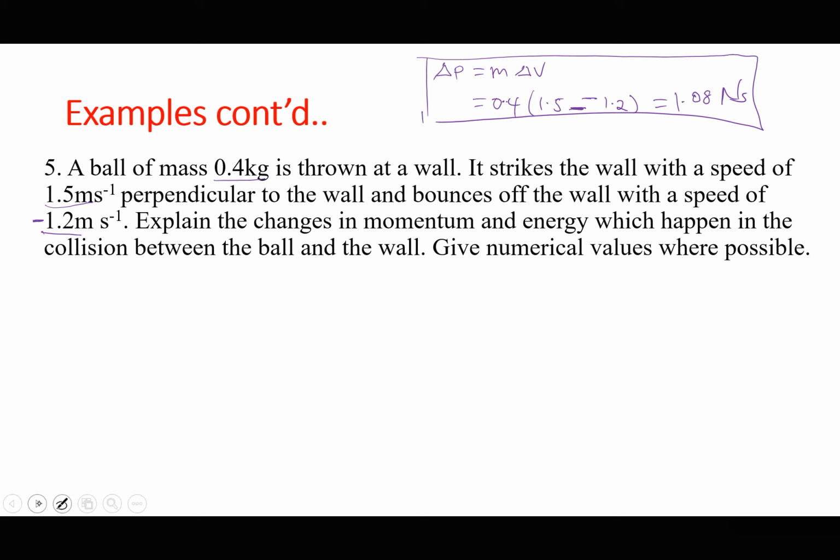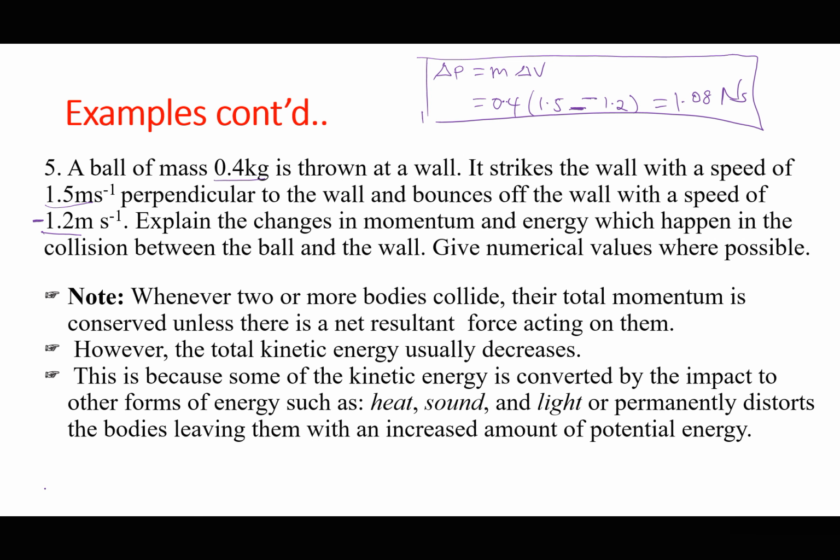So I want you to note very carefully that whenever two or more bodies collide, their total momentum is conserved unless there is a net resultant force acting on them. However, total kinetic energy usually decreases, it doesn't increase. Normally, total kinetic energy doesn't increase unless there's another force which adds energy, which adds speed to the body. But normally we have dissipative forces which cause the body to lose some of its energy. So this means kinetic energy usually decreases, and we shall later on call such collisions inelastic.